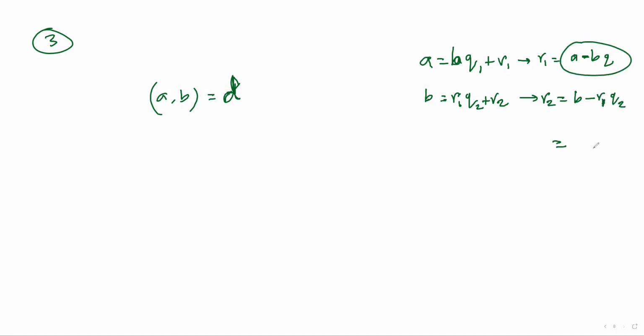And just put the expression of R1 here. So B minus A minus BQ into Q2. Okay, I missed another index 1 here. So let's write a 1 here. So you can see that this becomes B minus A Q2 plus B Q1 Q2 and rearrange to get B times 1 minus Q1 Q2 minus A Q2.